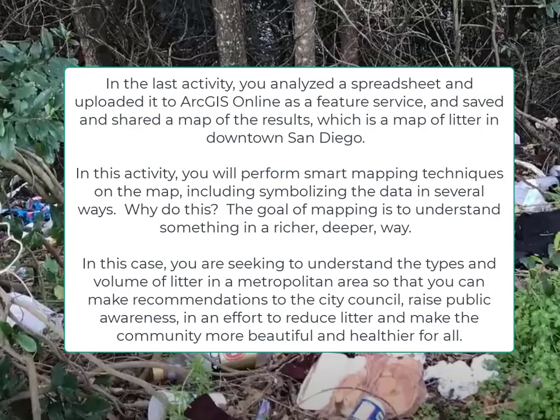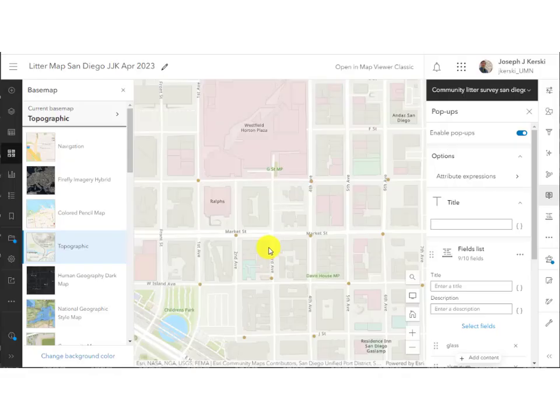Now, why do this? The goal of mapping is to understand something in a deeper, richer way. In this case, you are seeking to understand the types and volume of litter in a metropolitan area so that you can make recommendations to the City Council, raise public awareness, in an effort to reduce litter and make the community more beautiful and healthier for all.